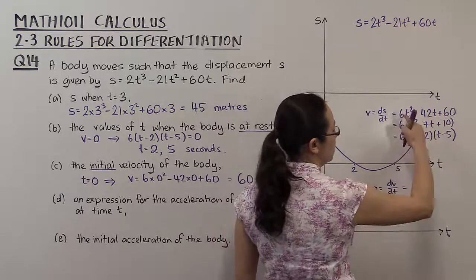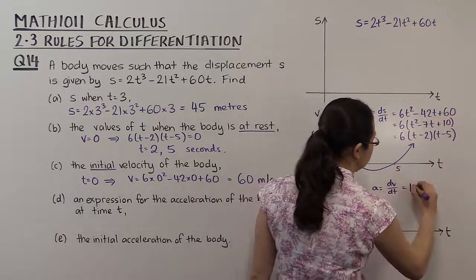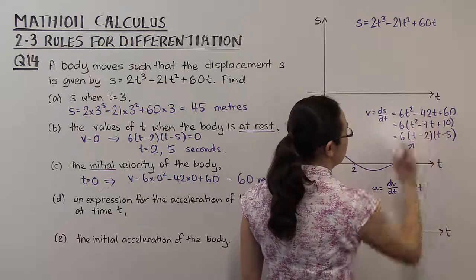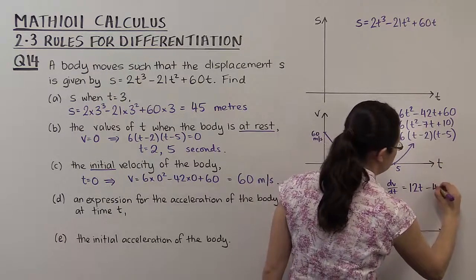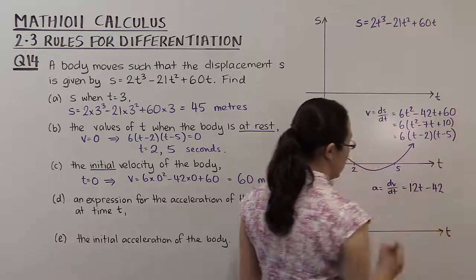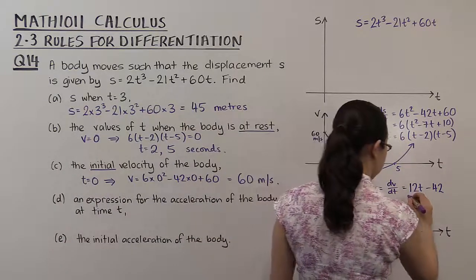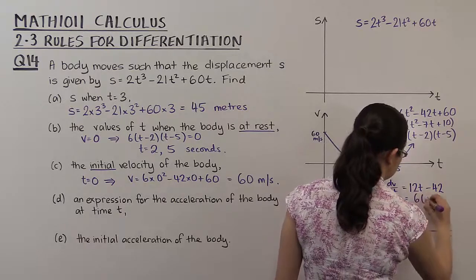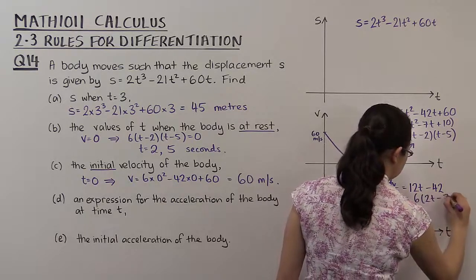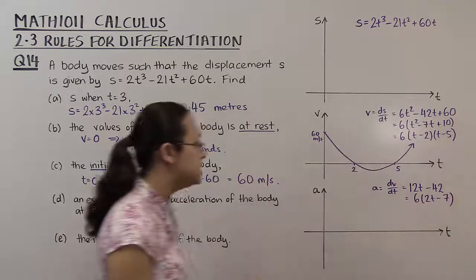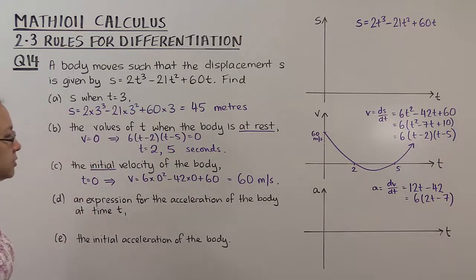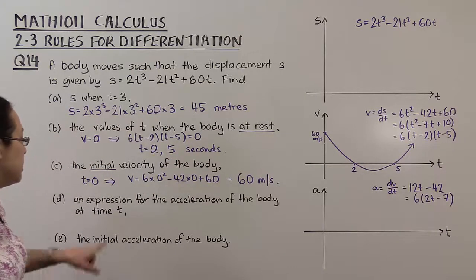So I'm going to differentiate this one. 6t squared differentiates to 12t, minus 42t differentiates to minus 42, and that constant 60 differentiates away to nothing. So we could take, I guess, a 6 out if we wished, and got 2t minus 7. That's slightly easier to handle. So that's my expression for the acceleration.